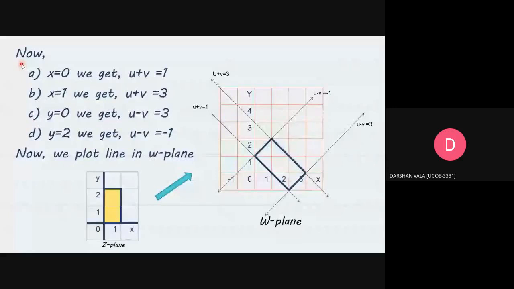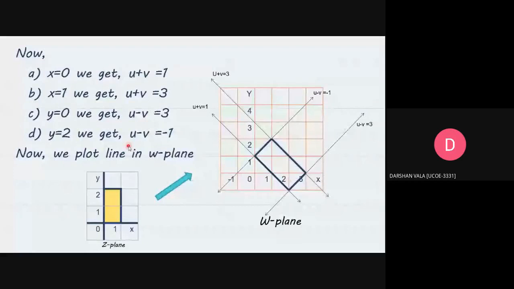Now we put x is equal to 0 and x is equal to 1 in equation number 3. So we get two lines, that is u plus v is equal to 1 and u plus v is equal to 3. And y is equal to 0 and y is equal to 2 is put in equation number 4. So we get another two lines, that is u minus v is equal to 3 and u minus v is equal to minus 1.